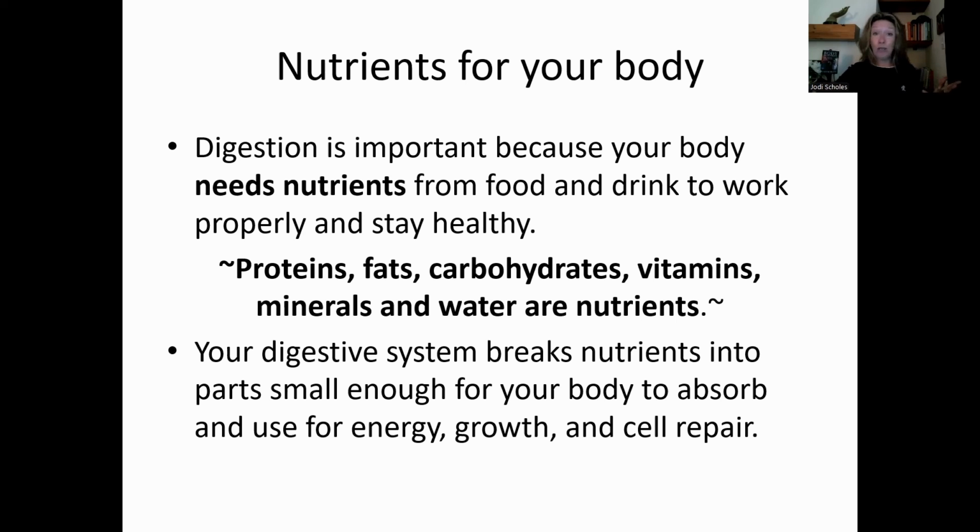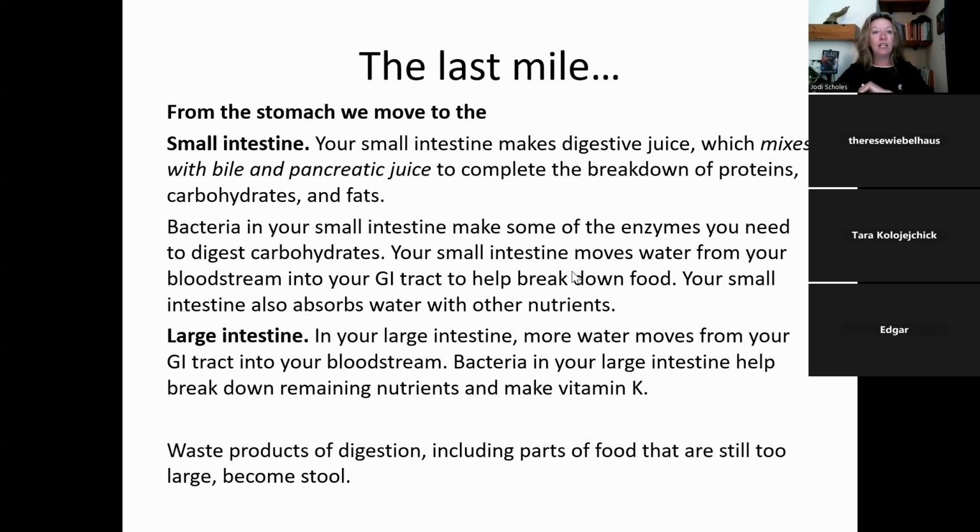When they say you are what you eat, they ain't lying. The last mile of digestion is the small intestines to the large intestines. We're familiar with that now. And any waste products that are still too large then become the stool. All right.